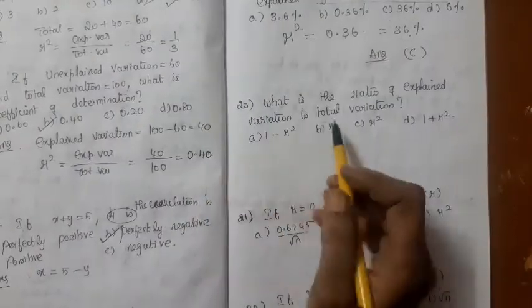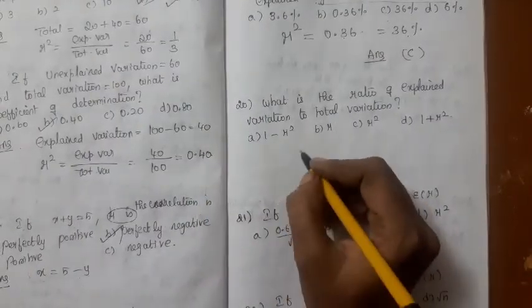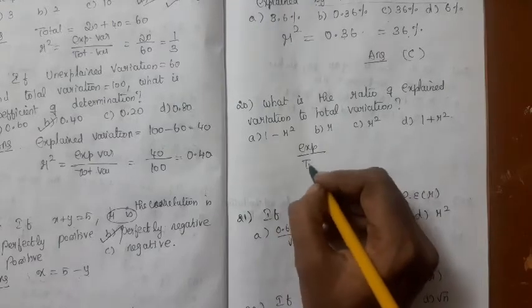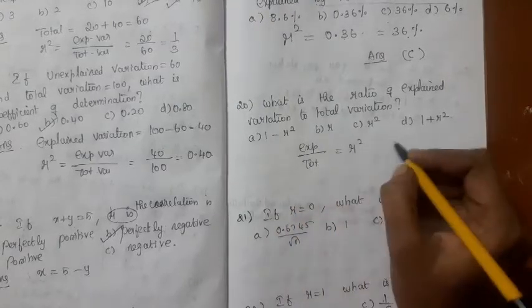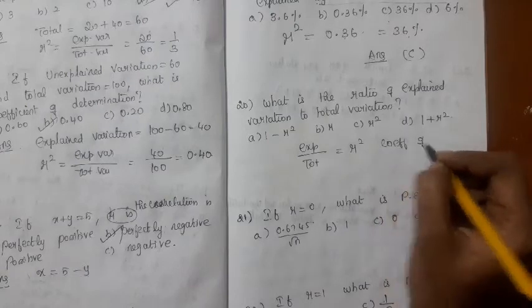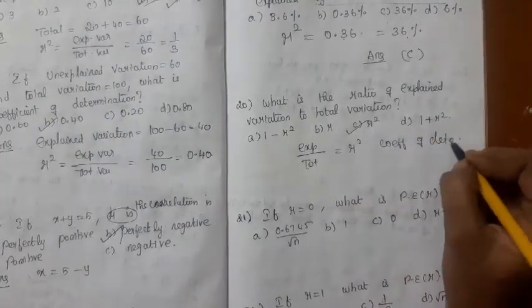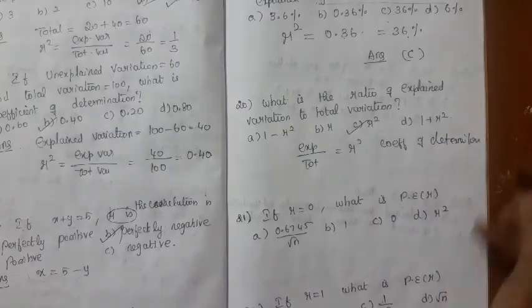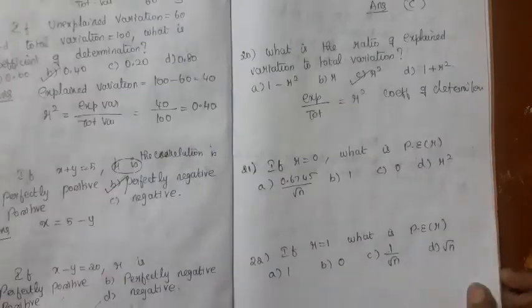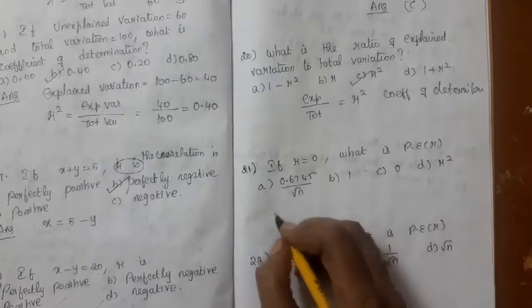Next. What is the ratio of explained variation to total variation? Explained variation to total variation is R square, which is called coefficient of determination. So the answer is C. Okay, coefficient of determination.